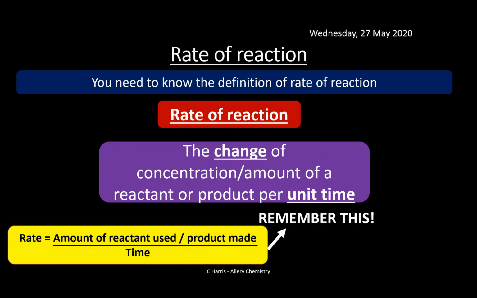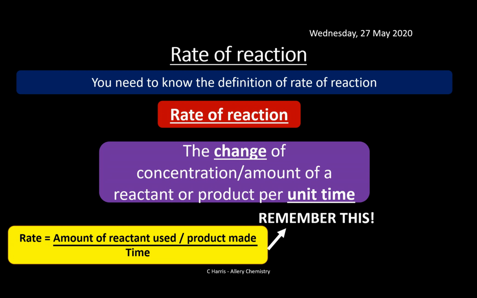So look at this equation. The equation is really important as well because this measures the rate of reaction. If we put that definition into equation form, we would get amount of reactant used, or product made, divided by time. Depending on what we're measuring, that's going to have an impact on what we're looking at. The question will specify if we're talking about reactants being used up or products being formed.